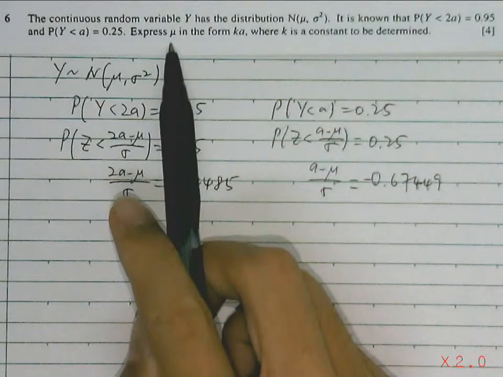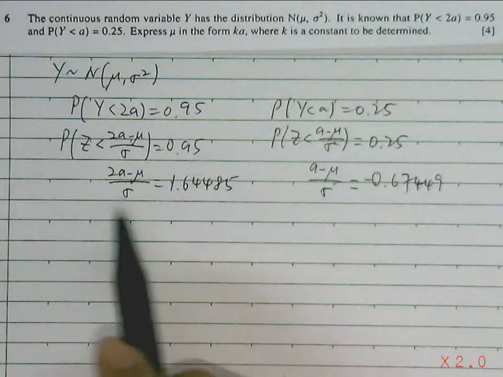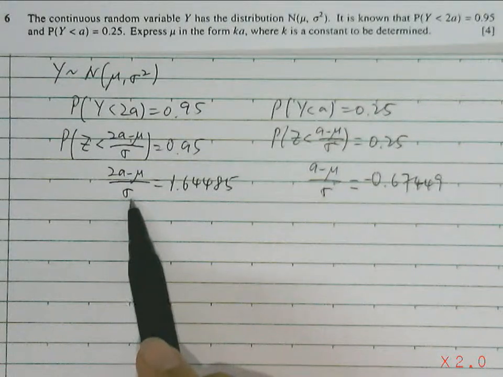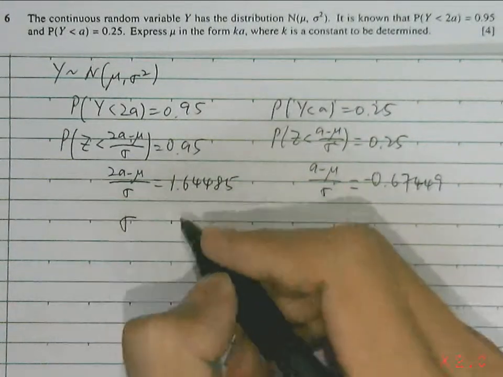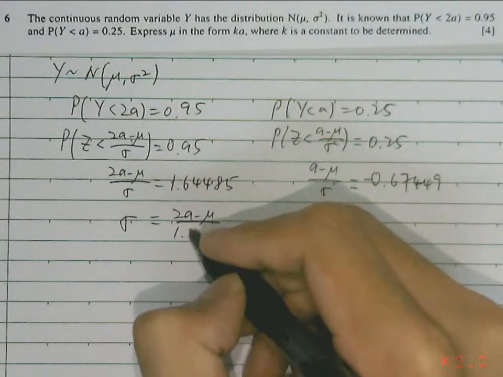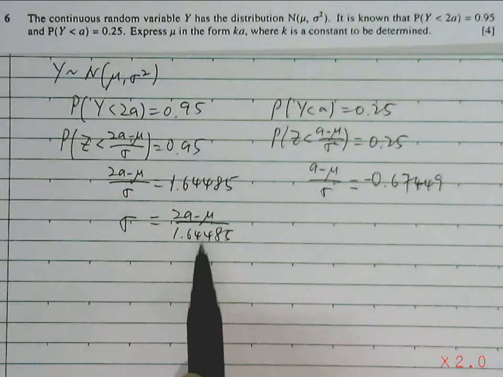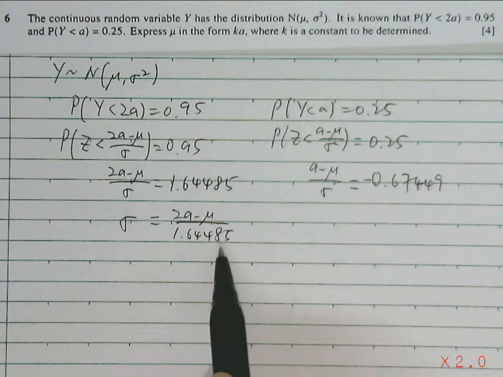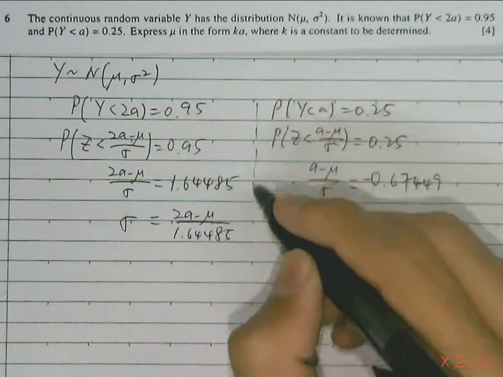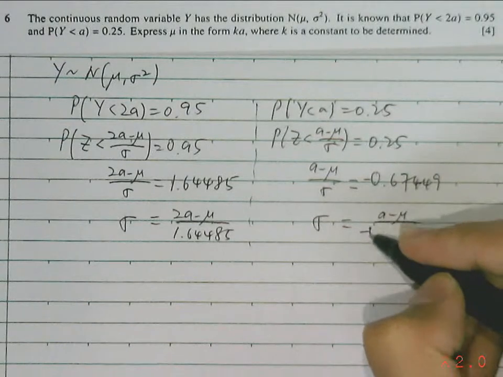Since we are looking for mu in the form of Ka, we will want to express these two equations only in terms of a and mu. We wouldn't want the sigma, so we will try to make sigma our subject. If sigma becomes our subject here, we will have 2a minus mu over 1.64485. A gentle reminder that it's always good to store up this value in our GC so that we can avoid any inaccuracy. We will do the same on this side, this equation where we make sigma our subject. So we have a minus mu over negative 0.67449.